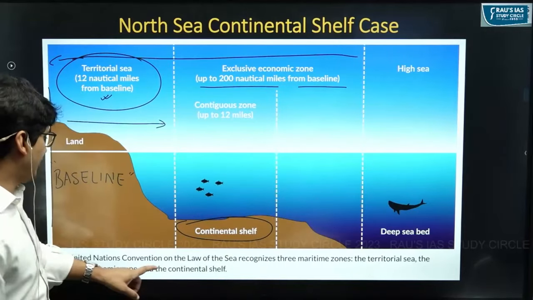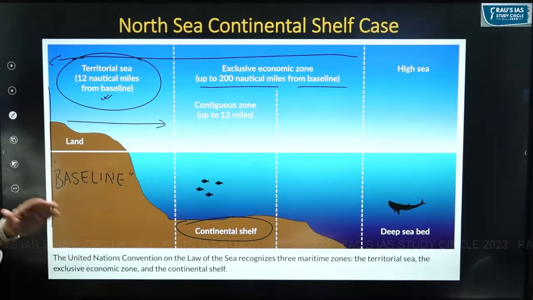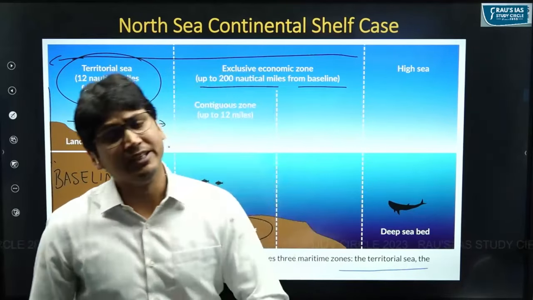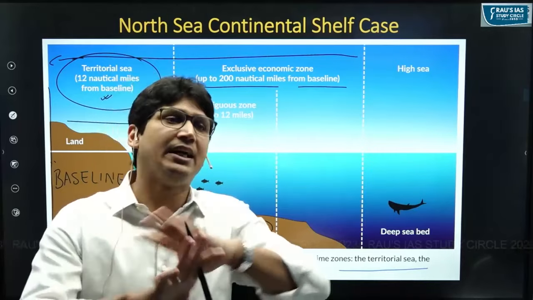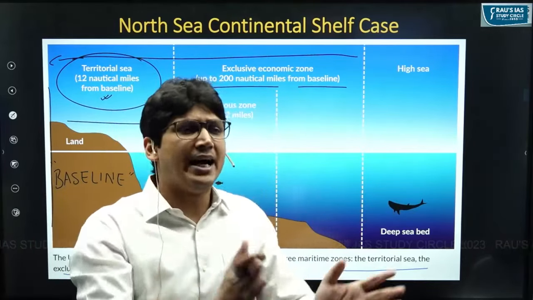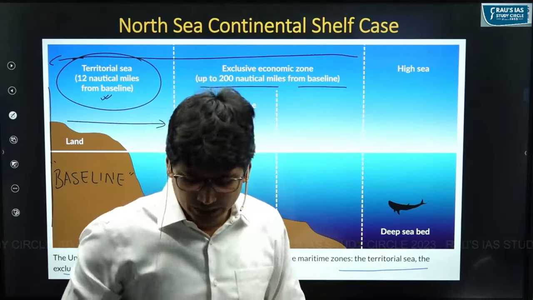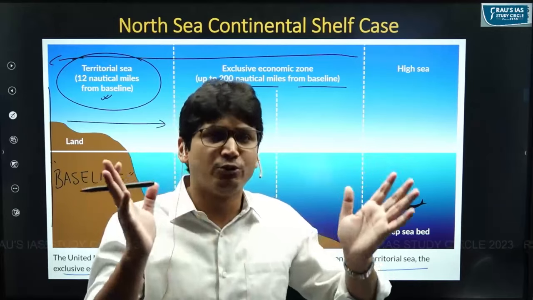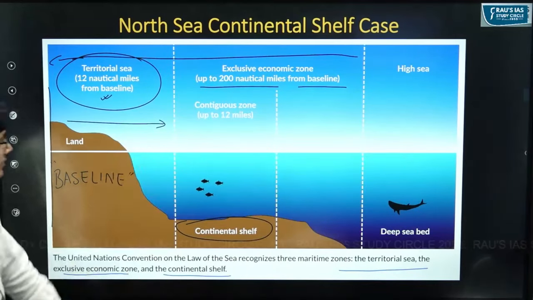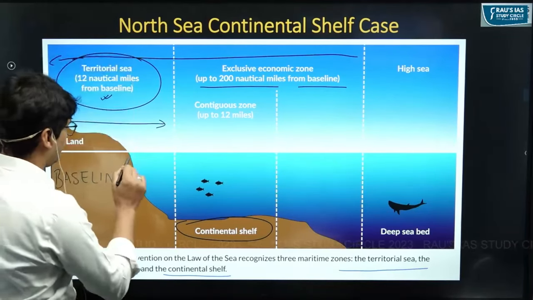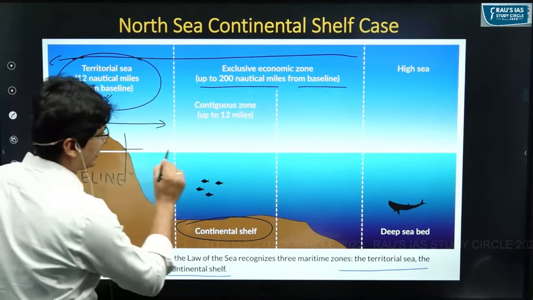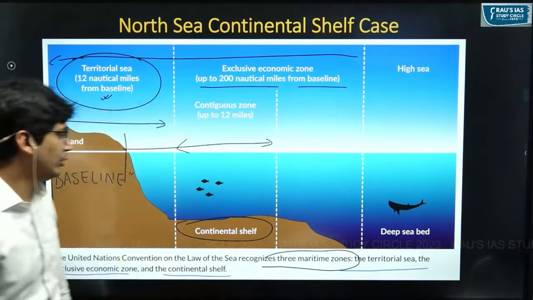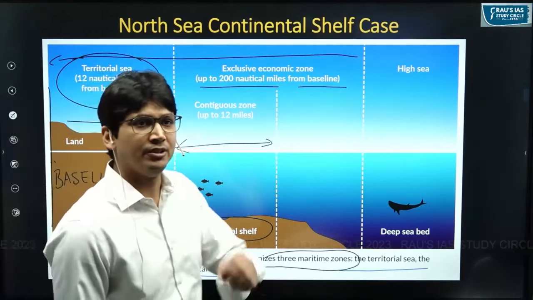So it says that the United Nations Convention on the Law of the Sea recognizes three maritime zones: the territorial sea, the exclusive economic zone, and the continental shelf. Again, when we go through the law of the seas, we'll discuss all of these in slightly more detail. But here I have taken these pictures so that when you go through any of these cases, you at least understand what the dispute was actually about. Is this part clear? As you can see here, if this is the land, then the extension from here till the continental shelf. And according to the United Nations Convention on the Law of the Sea, there are three maritime zones: territorial sea, the EEZ and continental shelf. Okay.